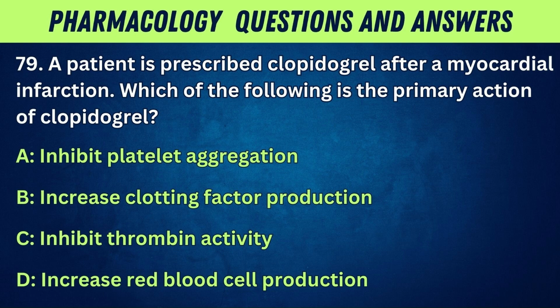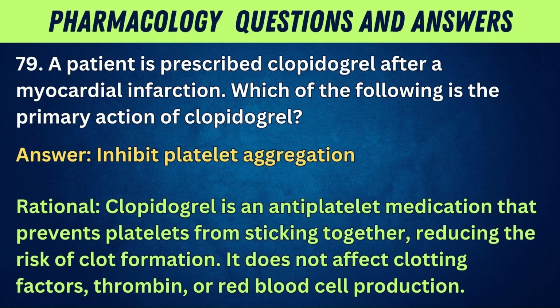79. A patient is prescribed clopidogrel after a myocardial infarction. Which of the following is the primary action of clopidogrel? A. Inhibit platelet aggregation. B. Increase clotting factor production. C. Inhibit thrombin activity. D. Increase red blood cell production. Answer: inhibit platelet aggregation. Rationale: Clopidogrel is an antiplatelet medication that prevents platelets from sticking together, reducing the risk of clot formation. It does not affect clotting factors, thrombin, or red blood cell production.